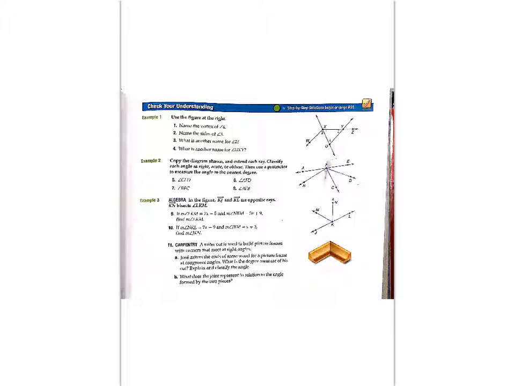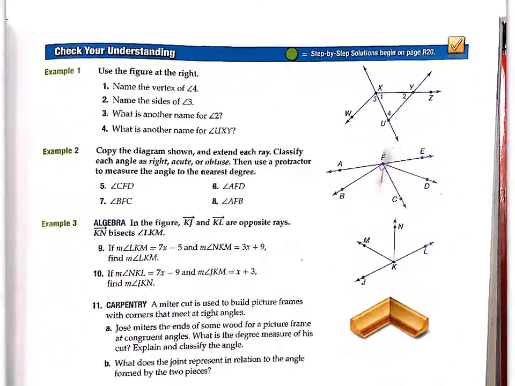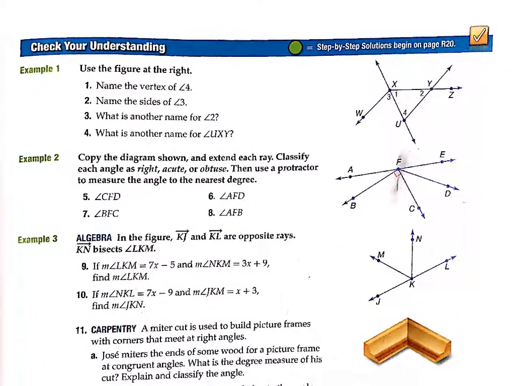So we're going to do some quick problems here. This first one, name the vertex of angle 4. So I look for angle 4 in the picture, which is right here. Wherever the 4 is, the point that is right next to it, in this case the point U, that is the vertex. It says name the sides of angle 3. So here's angle 3. It's between these two line segments here. So we would say the sides of the angle are XU and XW.